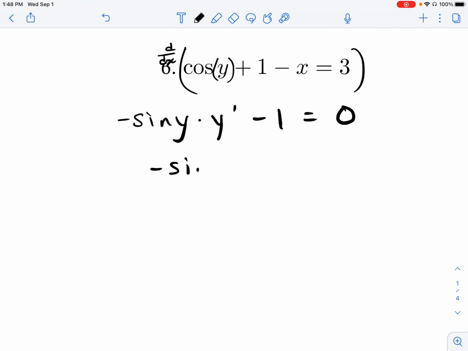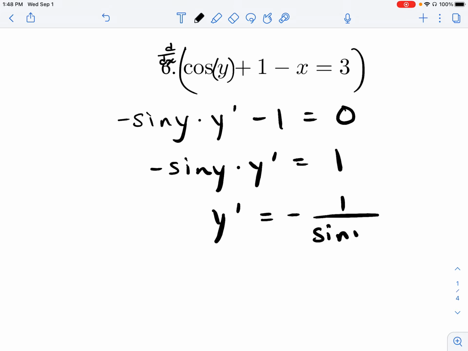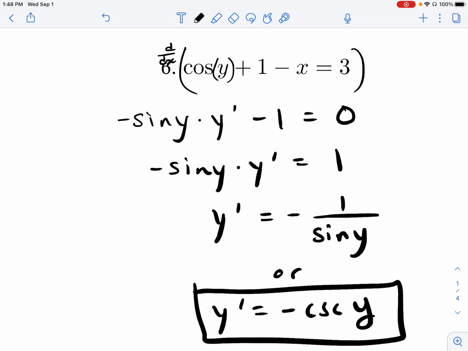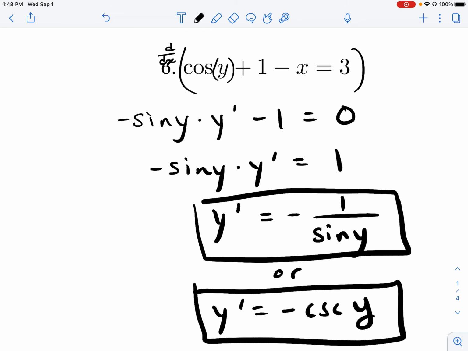So negative sine y times y prime is equal to 1. y prime is equal to negative 1 over sine y. And we can rewrite this, y prime, as being negative cosecant of y. Okay? Either one of these works just fine. So I'll just box both.